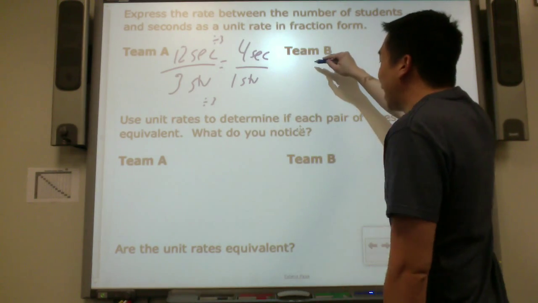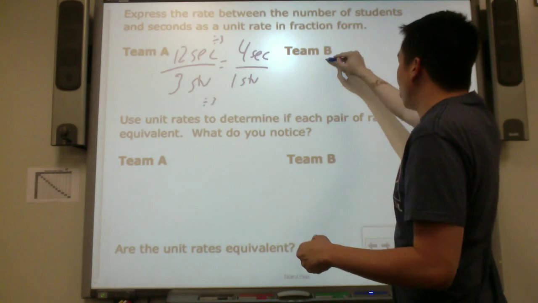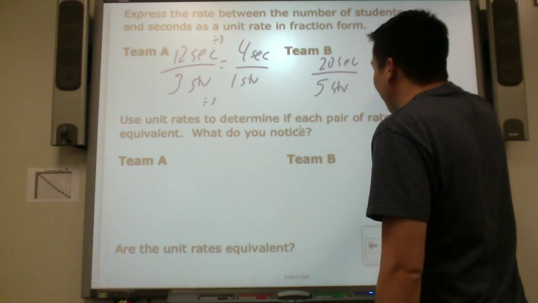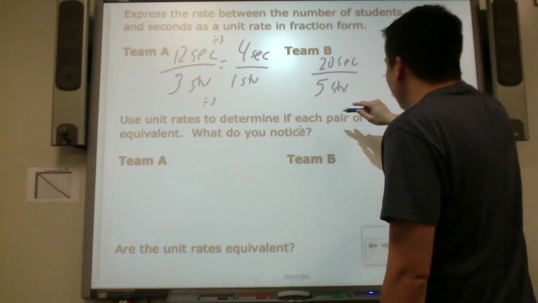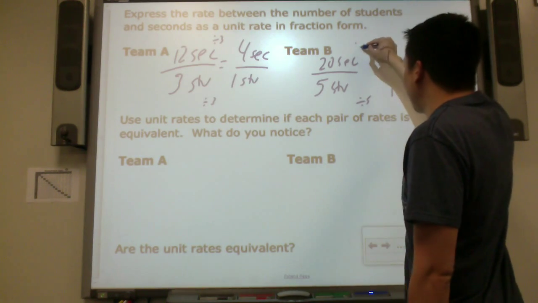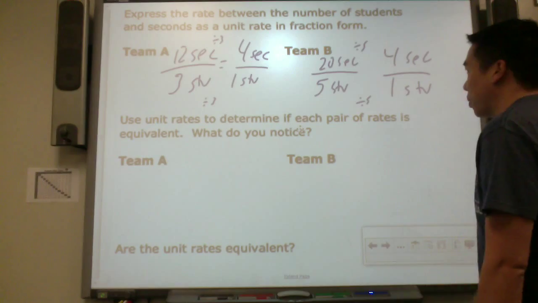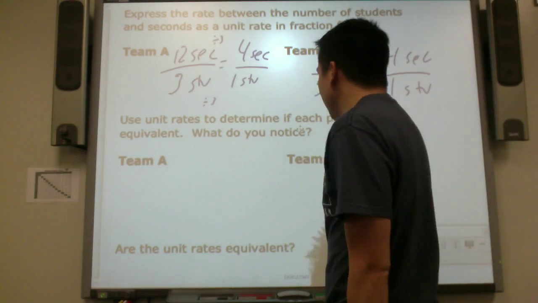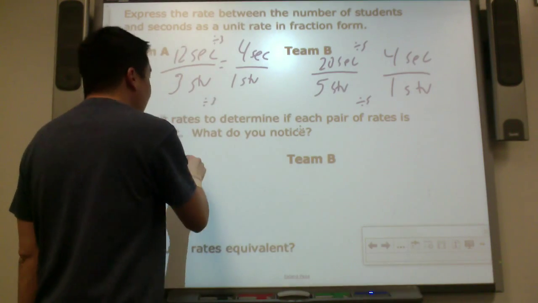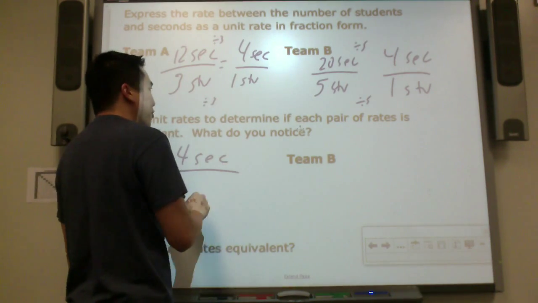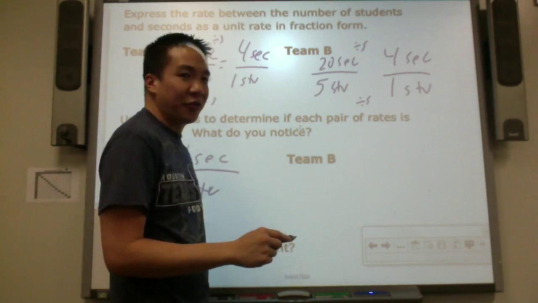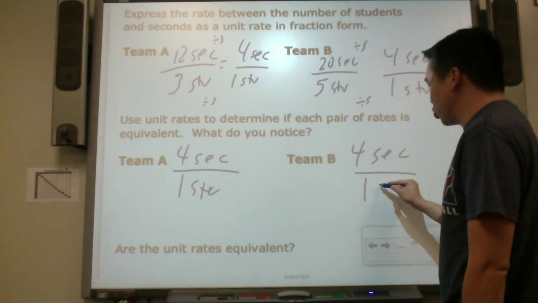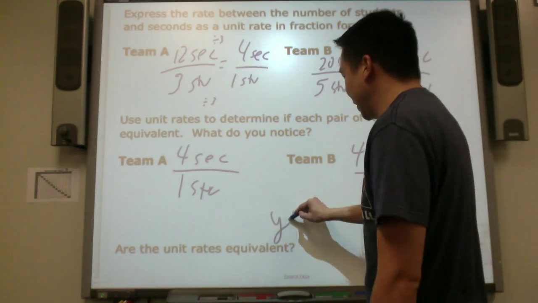Team B, you have 20 seconds for 5 students. I would like to scale it down from 5 students to 1 student, divide by 5, 4 seconds per student. So the unit rates are 4 seconds per student, 4 seconds per student. Determine if each pair of rates is equivalent. Team A takes 4 seconds for every 1 student. Team B also takes 4 seconds for every 1 student. So are they equivalent? Yes, they are.